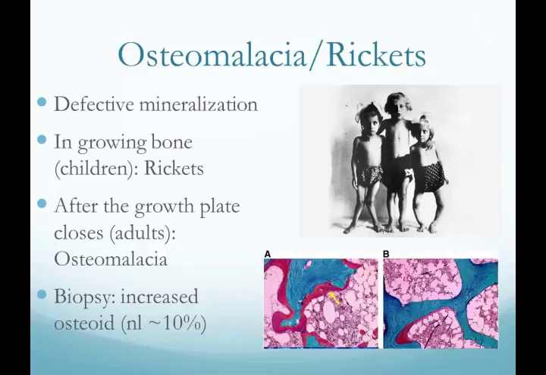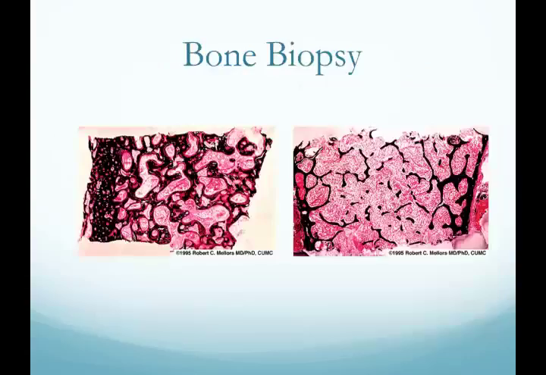Remember I told you that 90% of the bone surface is quiet at any time? So this is the normal person. You can see there's only a little bit of osteoid. But this is the osteomalacia patient that has a lot of osteoid. So there's a lot of bone formation going on. It's just that it doesn't mineralize.